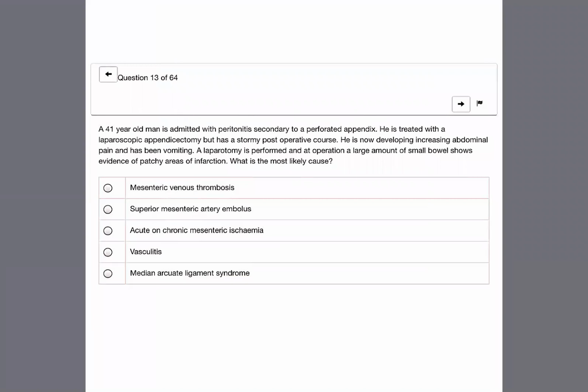A 41-year-old man is admitted with peritonitis secondary to a perforated appendix. He is treated with a laparoscopic appendectomy but has a stormy post-operative course. He has now developed increased abdominal pain and has been vomiting. Laparotomy is performed, and at operation a large amount of the small bowel shows evidence of patchy areas of infarction. What is the most likely cause? Mesenteric venous thrombosis, superior mesenteric artery thrombosis, acute or chronic mesenteric ischemia, vasculitis, or median arcuate ligament syndrome. I suspect it is mesenteric venous thrombosis.